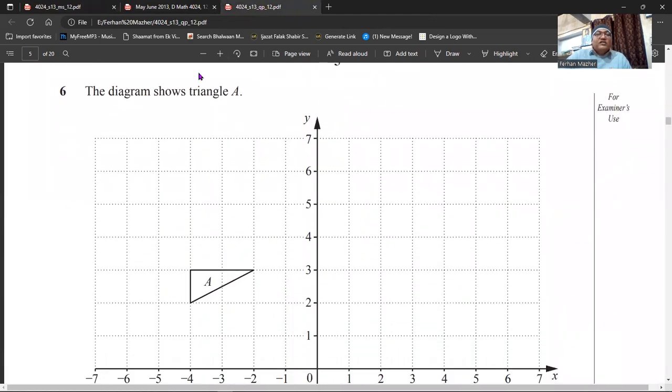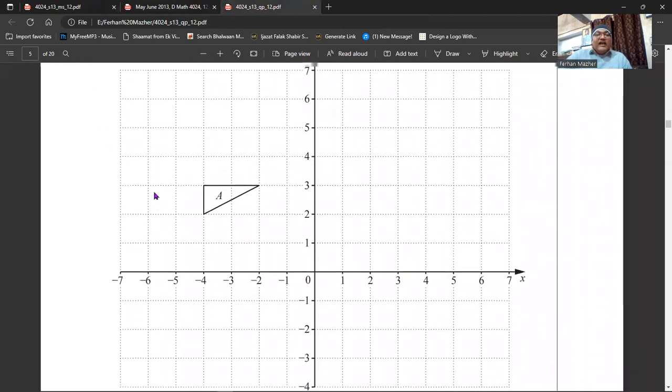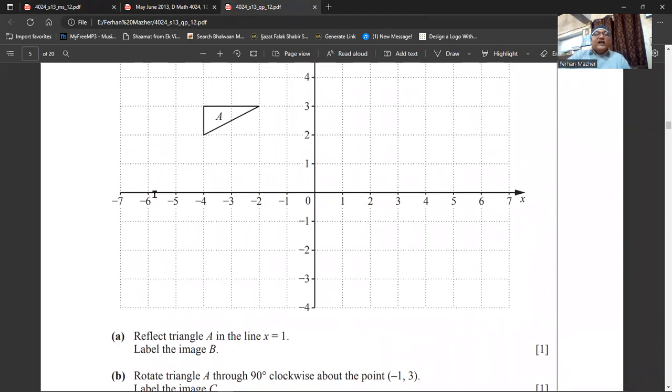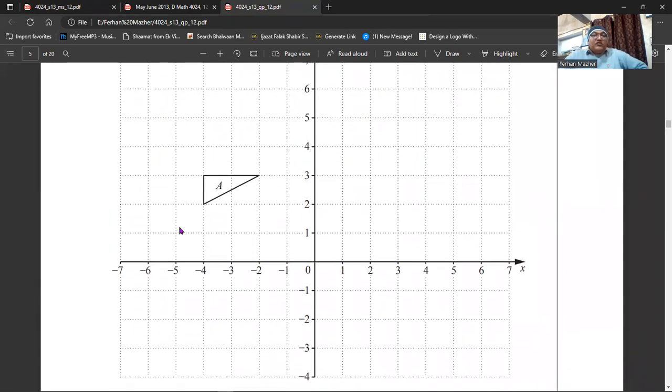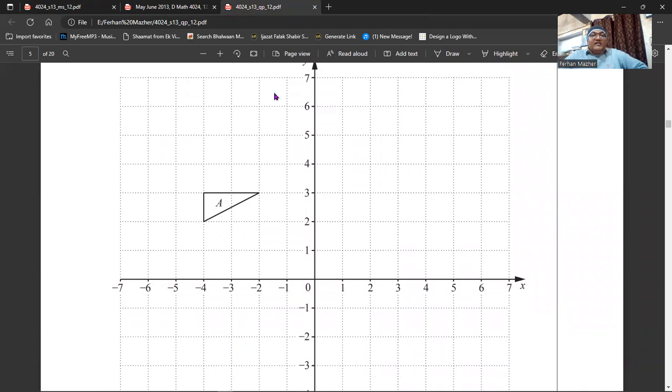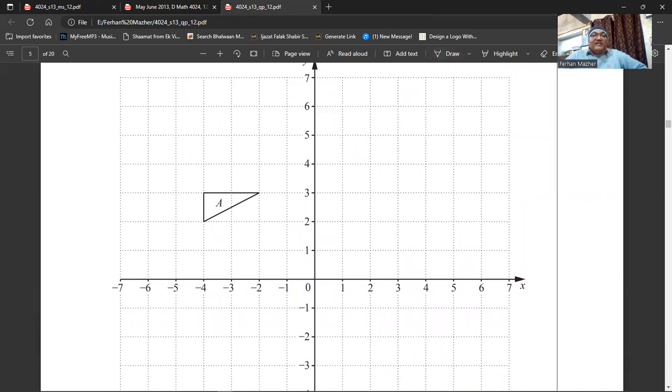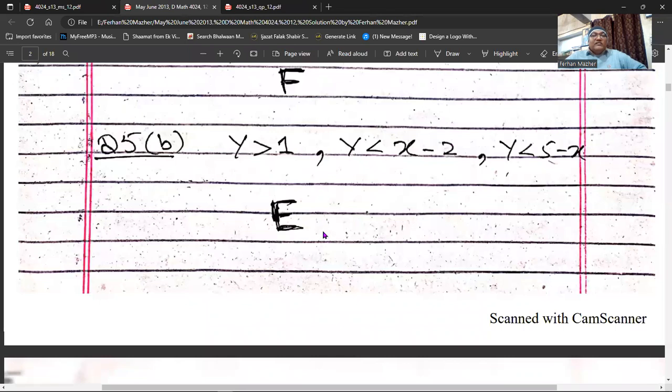The next question coming up on your screen is question number 6. Here we have a triangle A. Reflect the triangle A in the line x equals 1. Label the image B. So the line x equals 1, where is that line? This is that line. So you will draw that line. Let me show you.